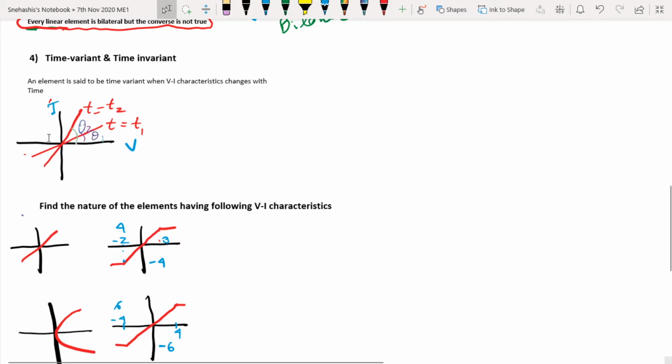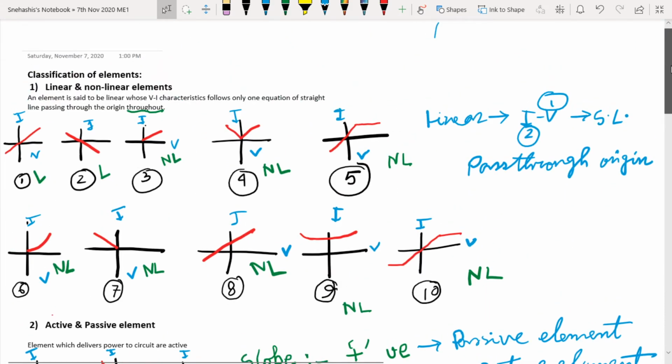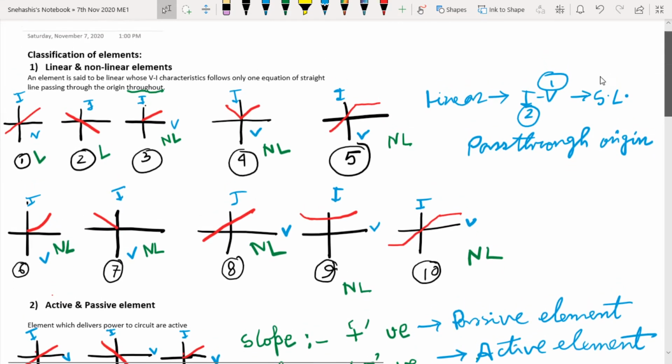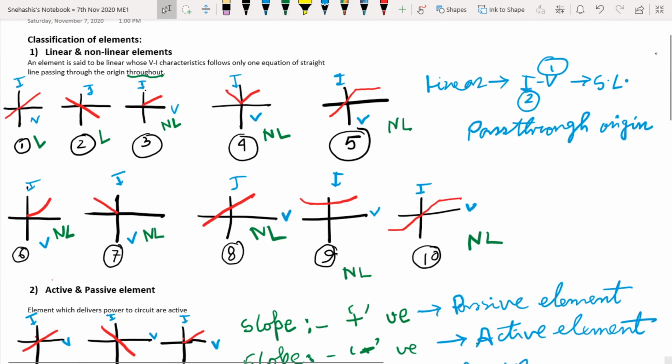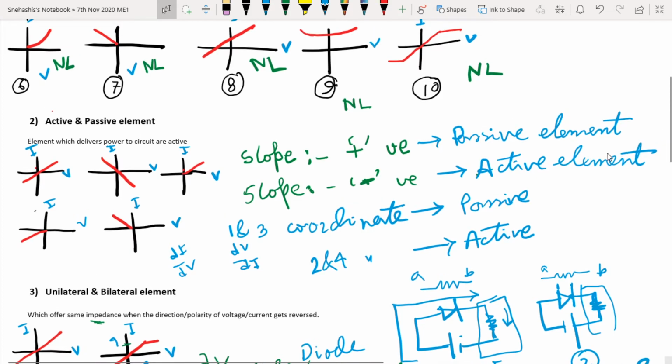So far we have discussed, let's summarize, the classification of elements: linear and non-linear elements. What are linear elements? Those which have a straight line characteristic throughout and pass through the origin necessarily. Those which do not obey that are non-linear elements. Second, active and passive elements. What are active elements? Those able to deliver power are active elements. Those not able to are passive elements.